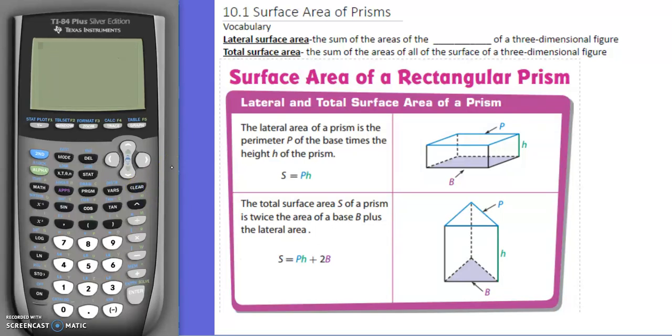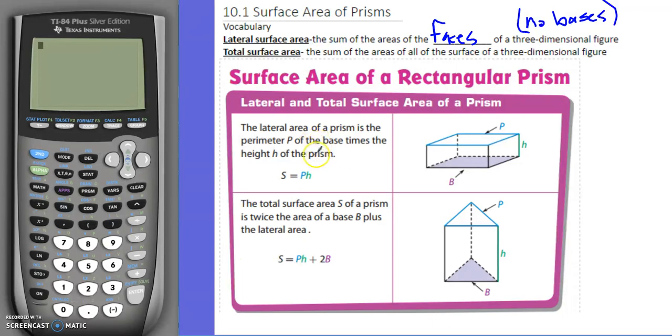Okay, surface area of prisms. Lateral surface area is the sum of the areas of the faces of a three-dimensional figure. When we say lateral surface area, we usually say faces, no bases. Total surface area is the sum of the areas of all the surfaces of the three-dimensional figure.